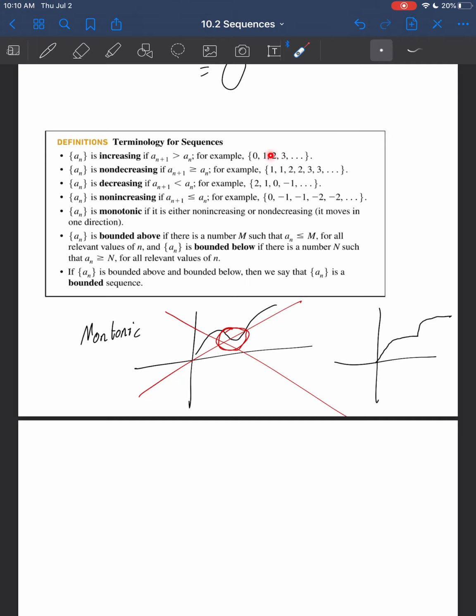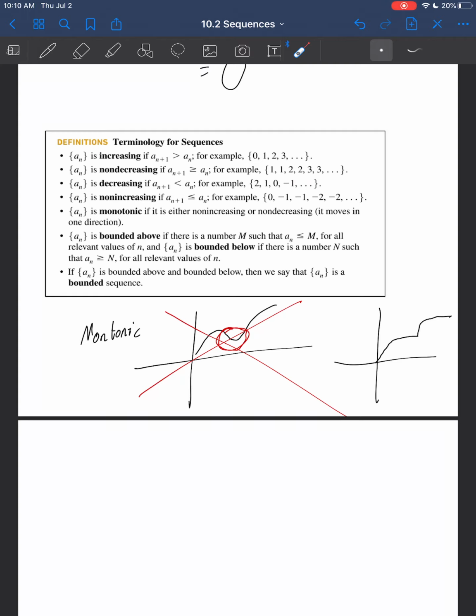So the other things are going to be a sequence is bounded above if we don't ever go above some number. So for example, this sequence right here is not bounded above because we're always going to keep getting bigger and bigger and bigger. And it is bounded below, however, because we're always bigger than 0. So it's bounded below by 0, but not bounded above. Similarly, this sequence right here is bounded above by 2. 2 is the biggest value we have in this, but it is not bounded below by anything because we're going to keep getting more and more negative values right here.